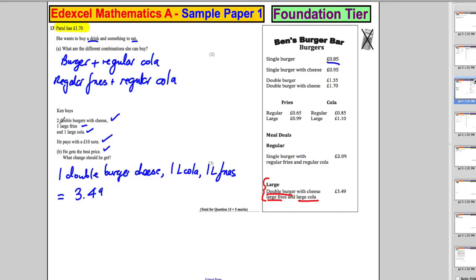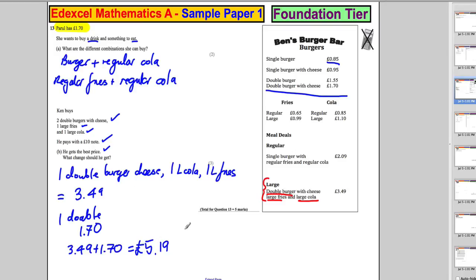And then he must buy himself another double burger with cheese, so he must buy himself another one of these. So one double burger is £1.70, so £3.49 plus £1.70, it's like £3.50 plus £1.70. £3.50 add a pound is £4.50, add 70p is £5.20, and then take off that, it would be £5.19.